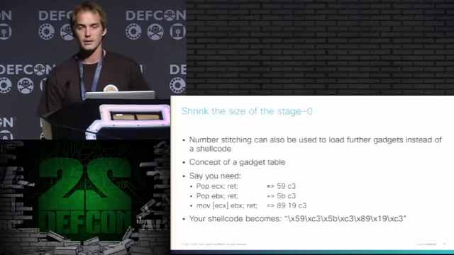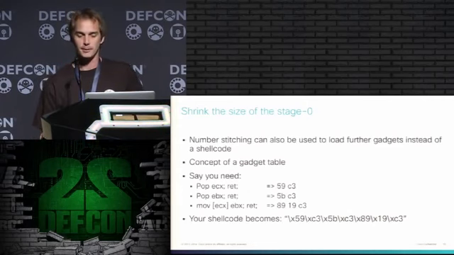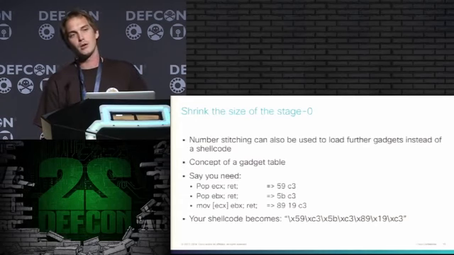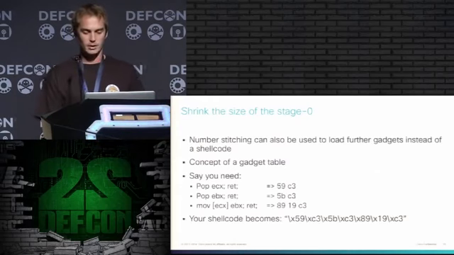So for example, say you've got your exploit and you'd like to have those gadgets I put in there, the opcodes I put on the right. Your shellcode becomes 59C3, 5B, and so on. If you load that, using number stitching and ROP stitching to generate it and put it in memory, then you can call them directly from a stage zero payload. That way, you can insert additional gadgets within the target's memory space, which is practical.